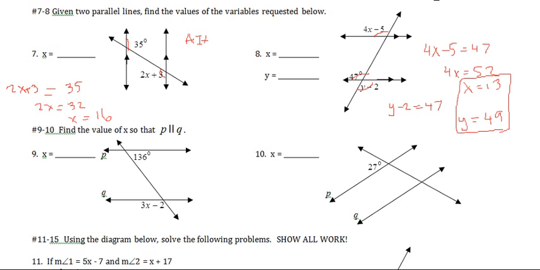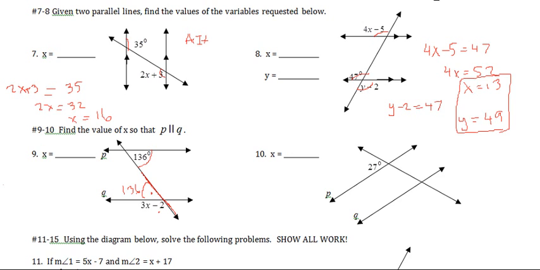On the next ones, it says find the value of x so that the lines are parallel. Well, in order for these to be parallel, I need alternate interior angles, for instance, to be congruent. So I need these to be congruent. These two next to each other would be supplementary because they make a straight line. So if that's 136, this one needs to be 136. And both of these angles, this one and this one right here, make a straight line.